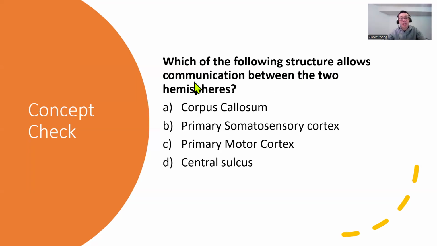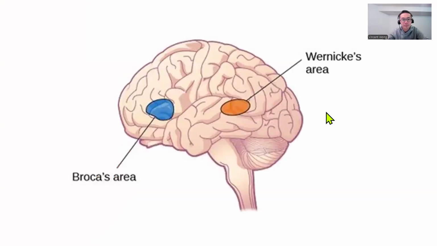Okay. Which of the following structures allows communication between the two hemispheres? That would be the corpus callosum, that white band that is found in the sagittal section of the brain. All right, moving on, we have the Broca's area and the Wernicke's area.